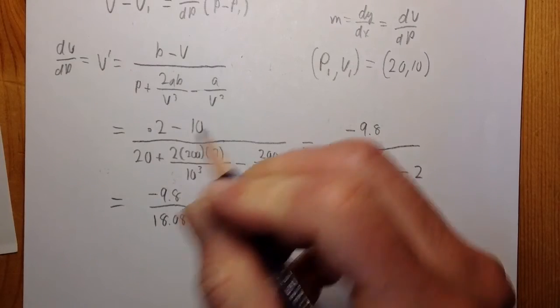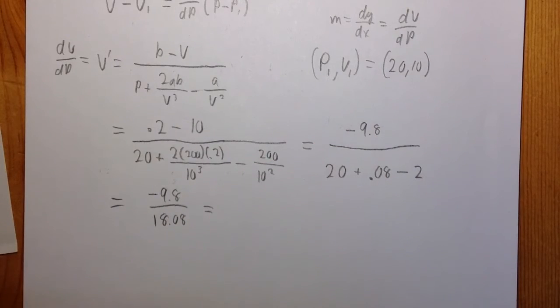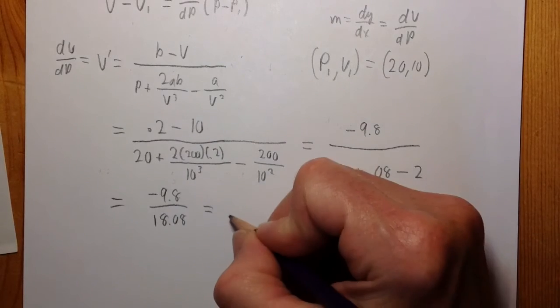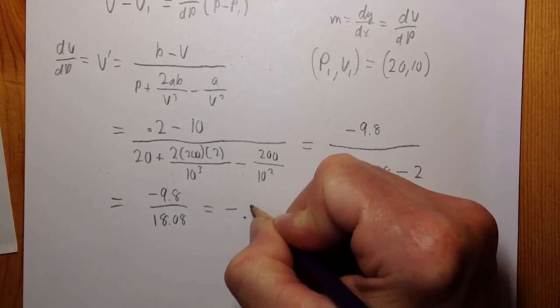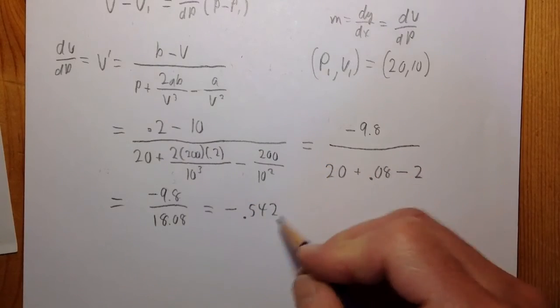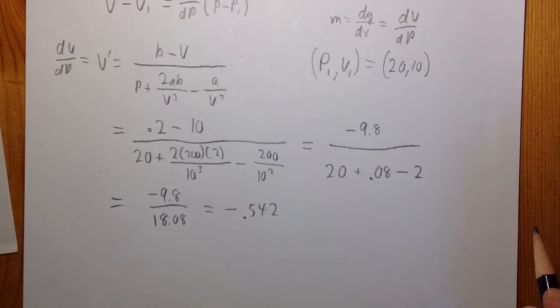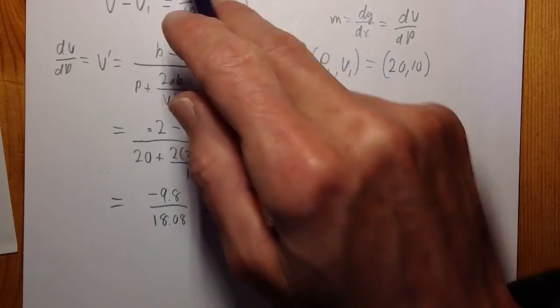So 18.08. Finally, what is that? Negative 9.8 divided by 18.08 gives me 0.5420, so we can say negative 0.542. The next digit is a 0, so we can just stop there. So the slope is negative 0.542 at that point.